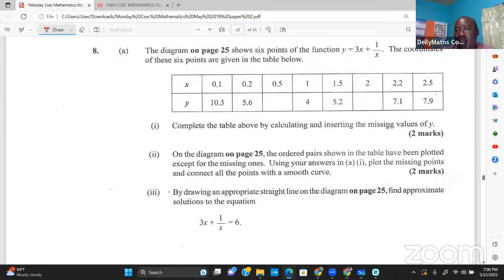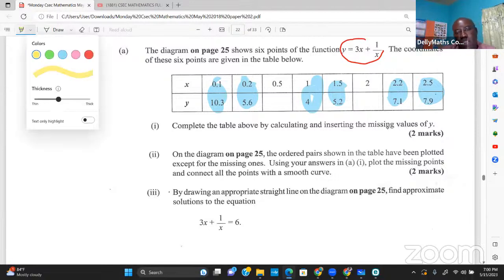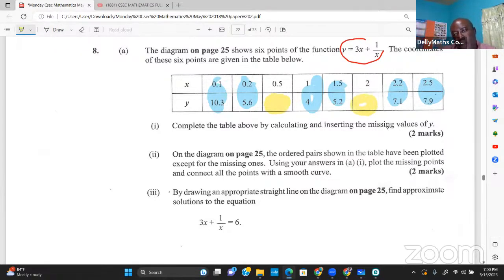Fine. Doesn't matter. We're going to plug these in and we're going to work. The coordinates of these 6 points are given in the table below. You're seeing the ones that we got. We got these, we got that, we got that, we got that, we got that, we got that. So we actually got 6 already. What we need though is to fill out these 2 little spots. We want to know what that is, what that is.